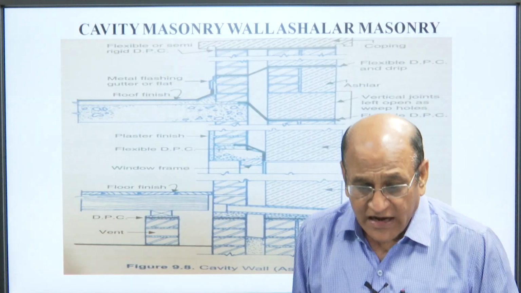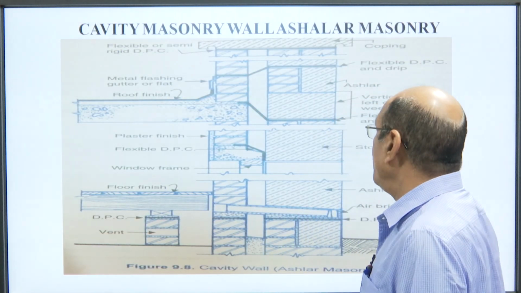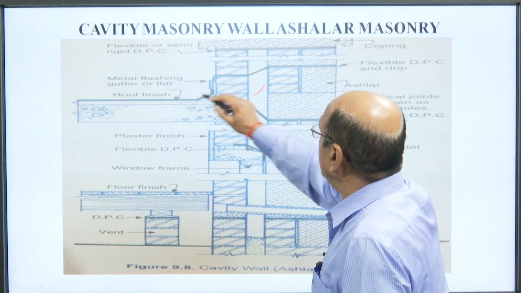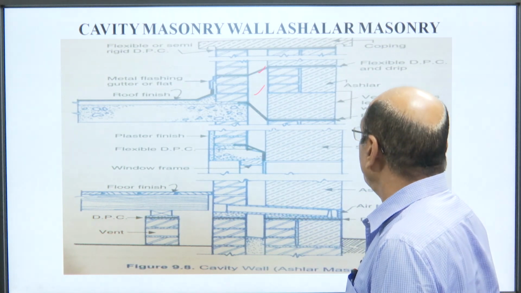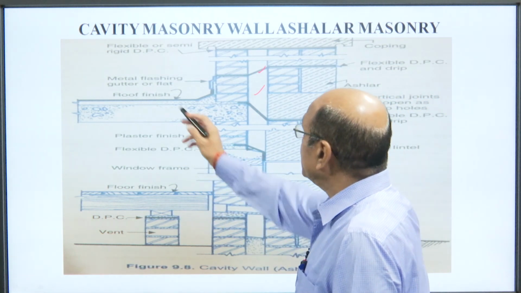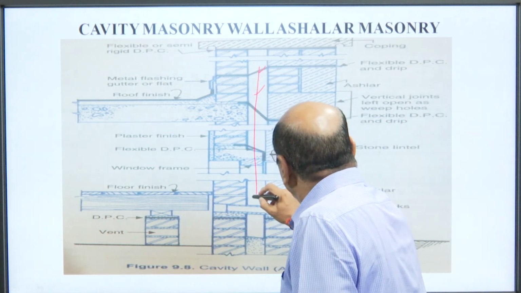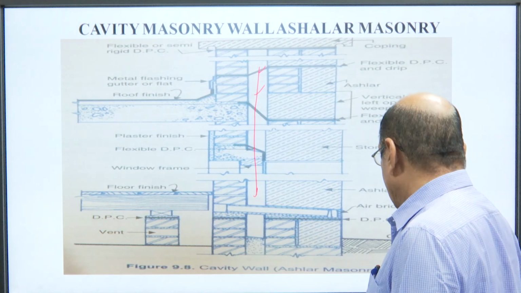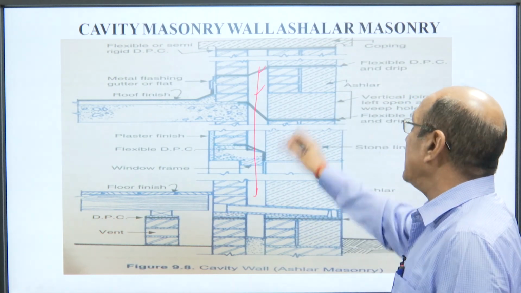The next is the cavity masonry wall, ASHLAR masonry. We can see here the same thing. This is the cavity wall and this is the flexible type of DPC used. This is an example with a plaster finish. We can see here this is the cavity wall. So, in cavity walls with ASHLAR masonry we can use the cavity this way.